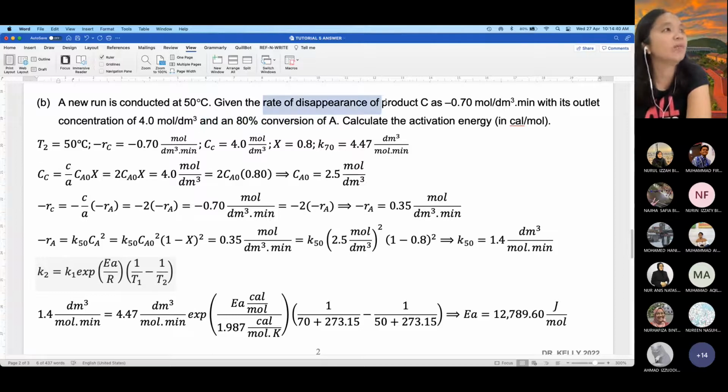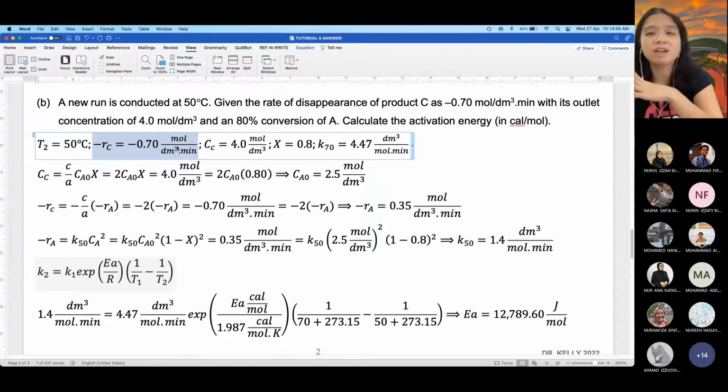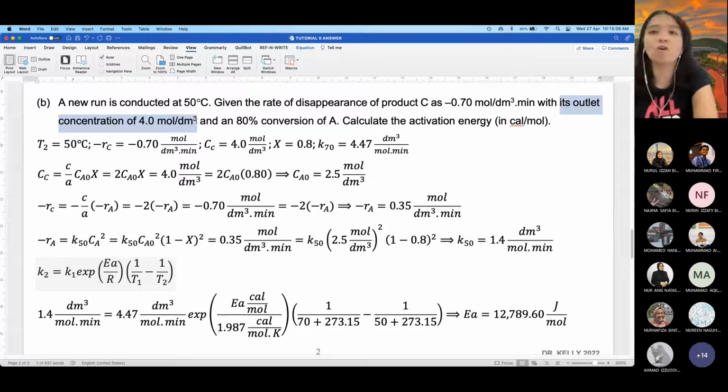Sentence 2 says, rate of disappearance of product C as negative 0.70. So it means the rate of disappearance, negative R, is for product C. So negative RC is negative 0.70. You find this a bit weird, because usually we know minus RA. But in this case it gives us the information minus RC, negative 0.70. Next, it says its outlet concentration of 4. So it is the outlet concentration of product C, meaning C subscript C, CC, is 4 mole per dm cube.